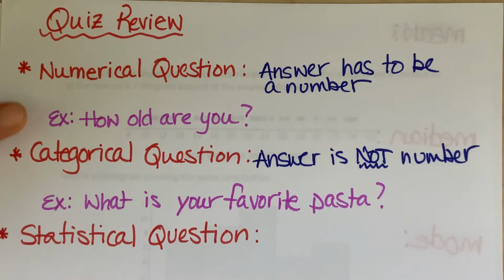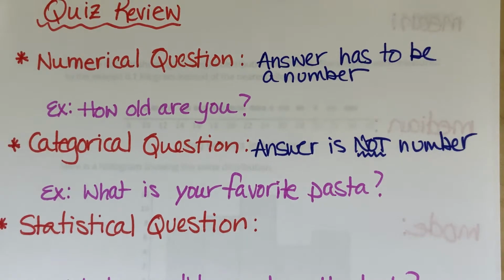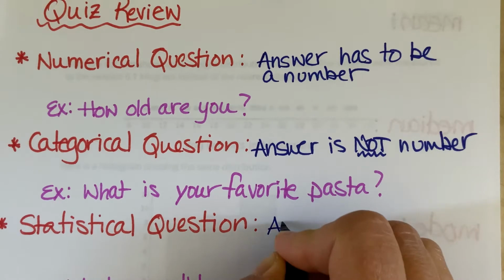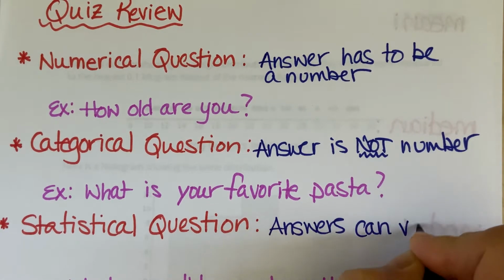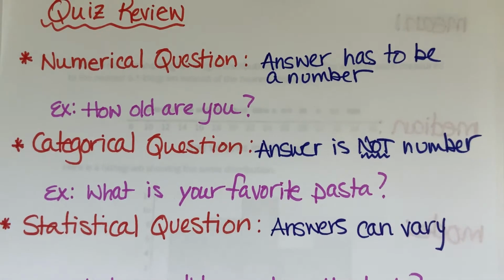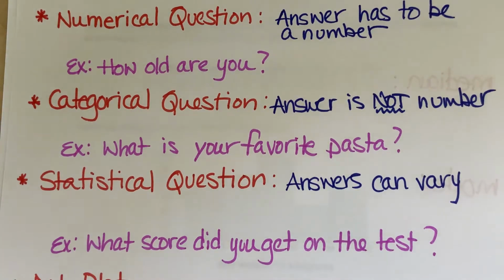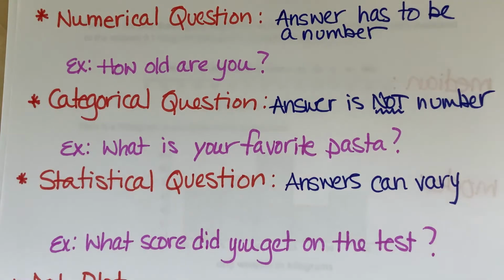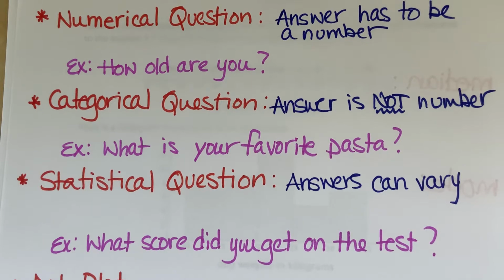Okay, so I gave you an example of each one. A statistical question is a question that can vary, so the answers can vary. So if I were to ask a group, now I'm not just asking a person, remember that. Even though it says, what score did you get on the test? I wouldn't just be asking you, it would be a survey of people. So not everybody's gonna get the same score. So it's gonna be an answer that can vary, okay? That means it's gonna be different with different people.